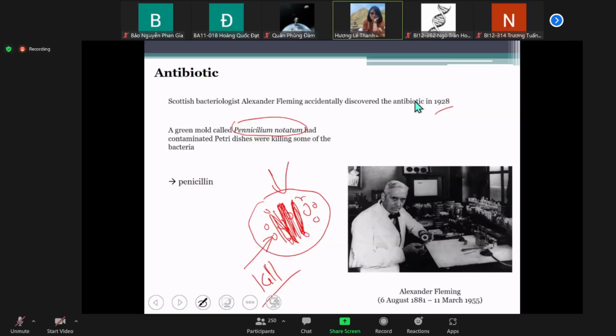And he thought, that's okay. Penicillium notatum has the benefit of killing bacteria, so he could extract some kind of compound from this green mold, penicillin.